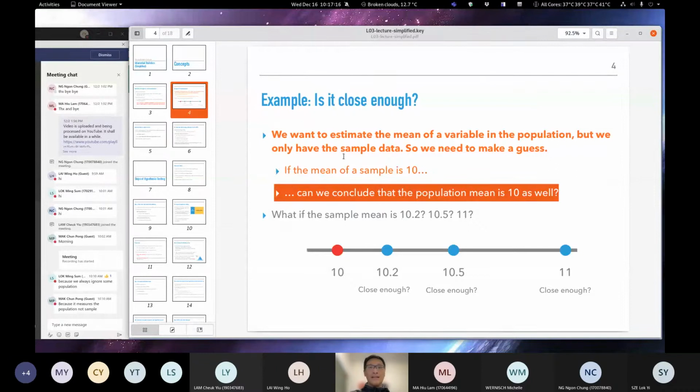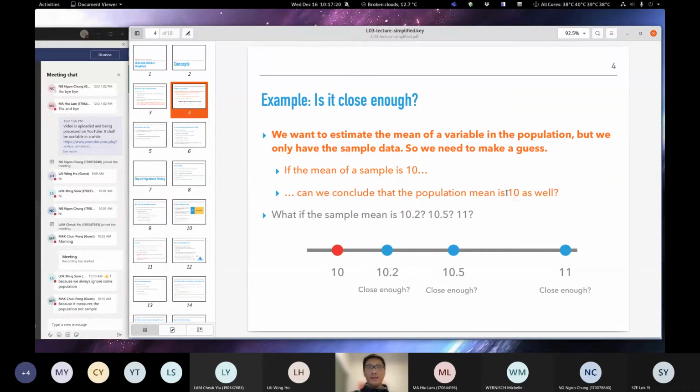Okay, so look at this again. Now, if we want to know if the population mean is equal to 10, but the sample mean we find is already equal to 10, then it seems quite reasonable for us to conclude that the population mean is really equal to 10. Okay, that is quite straightforward.